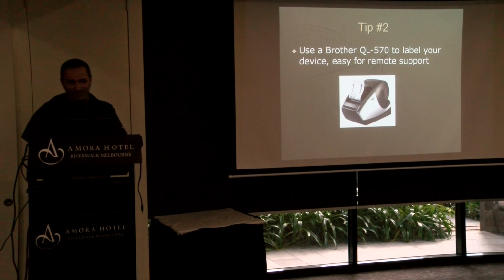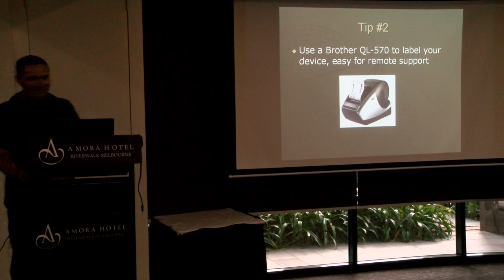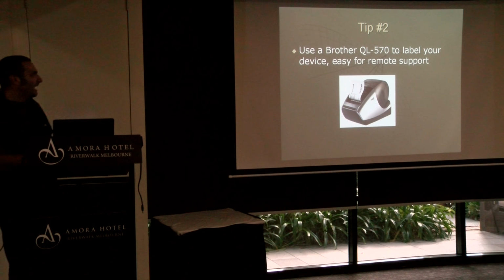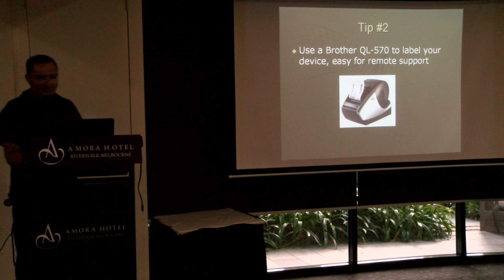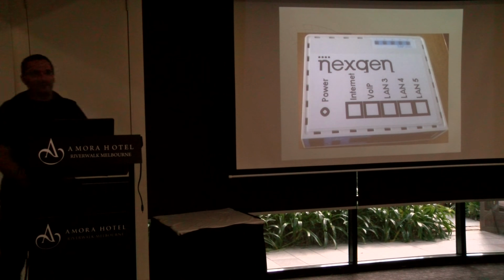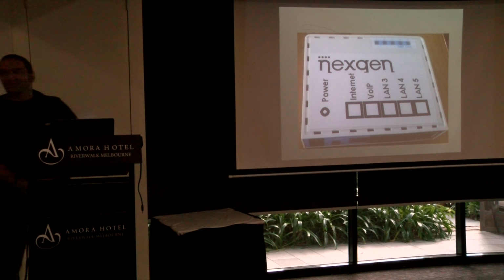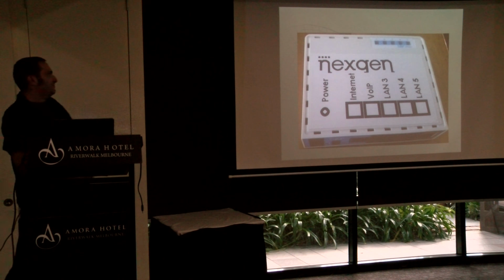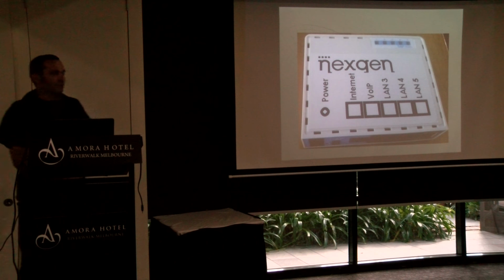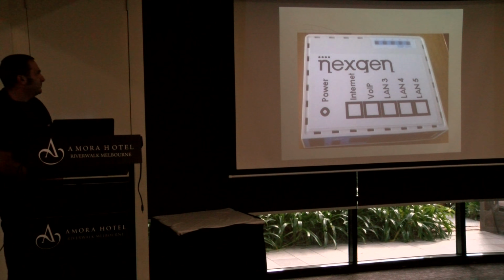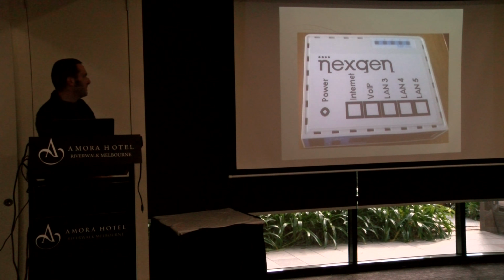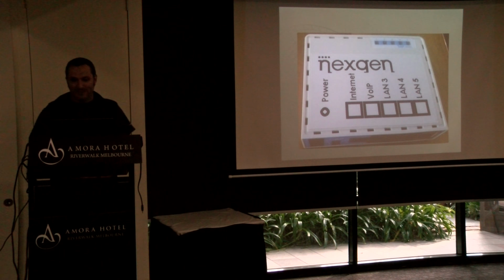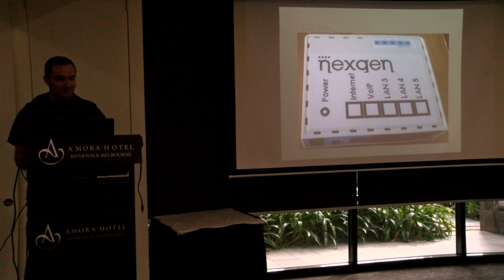Another tip I have: use one of these little Brother QL-570 sticky labels. The reason for that is when you're doing support and you're asking your customer to check to make sure things are running, it's very simple and easy to have a very graphical description. So you can ask the customers which ones are connected where, and if they're plugged in, whether they've got lights on them.